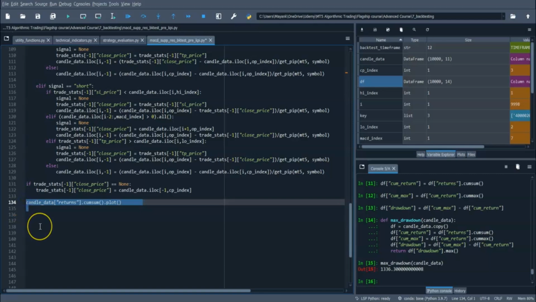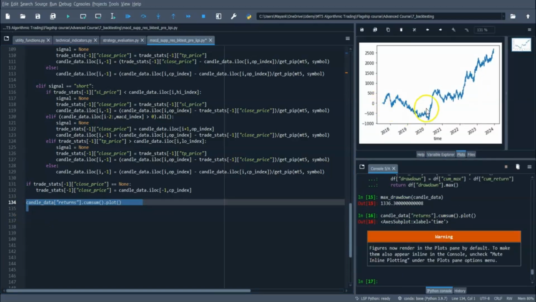So if I run this line of code, this is our return profile. So you can see that we would have started in 2018 with a 0 return. It would have gone up, but then to 2019, 2020 would have been challenging for us. But then mid-2020, our fortunes would have reversed and we would have seen an extended bull run.